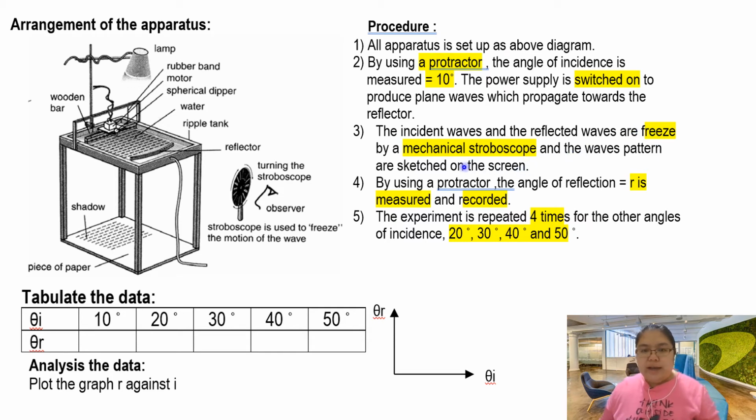After that, you sketch the pattern on the screen. Then you use the protractor to measure the refracted angle, and you need to record it. Last one, important, is to repeat the experiment, minimum 4 sets. Then you mention what the 4 sets are. So this one is to tabulate the data. After that is analyzing the graph of r against i, so you need to plot the graph. Okay, so this one is about the report.